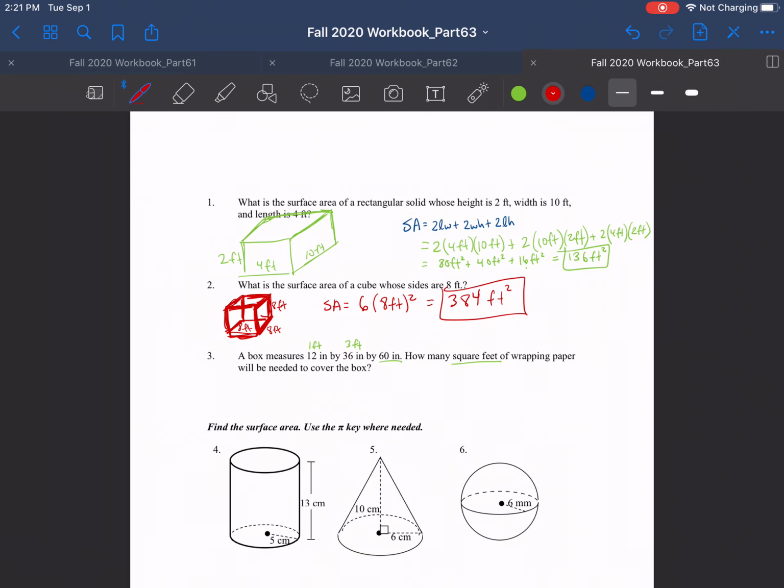Next, we had this one that I talked about in the last video where I said convert it to feet first. And so we have a box that measures 12 by 36 by 60 inches, but we want the answer in square feet. So the first thing I did was make this 12 inches 1 foot. 36 divided by 12 is 3, so that's 3 feet. And 60 divided by 12 is 5 feet. And so that means we have a box that's 1 by 3 by 5. Pretty big box. 1 foot, 1 by 3 by 5, like that. And we need to find its surface area.